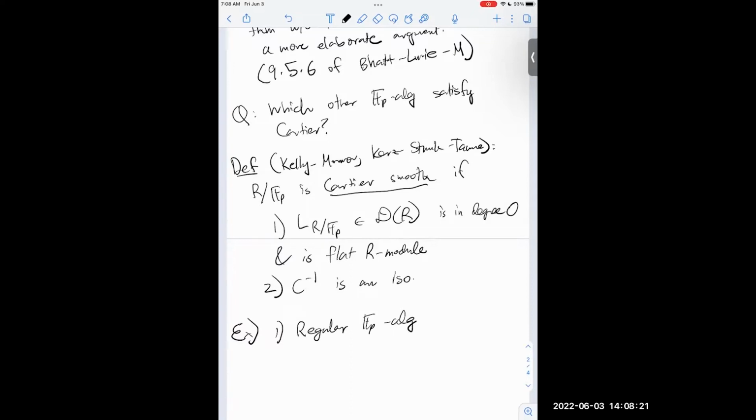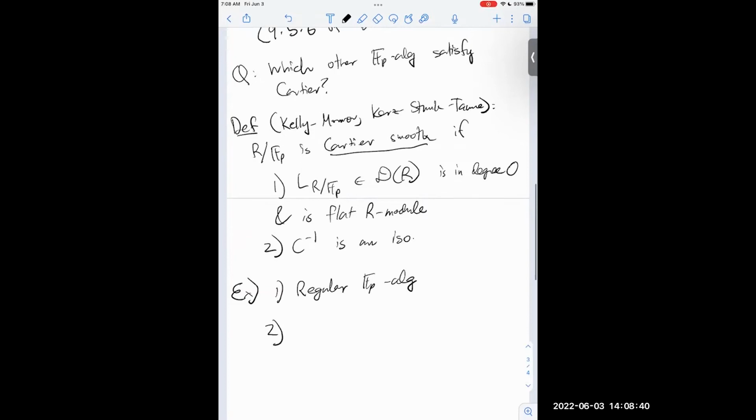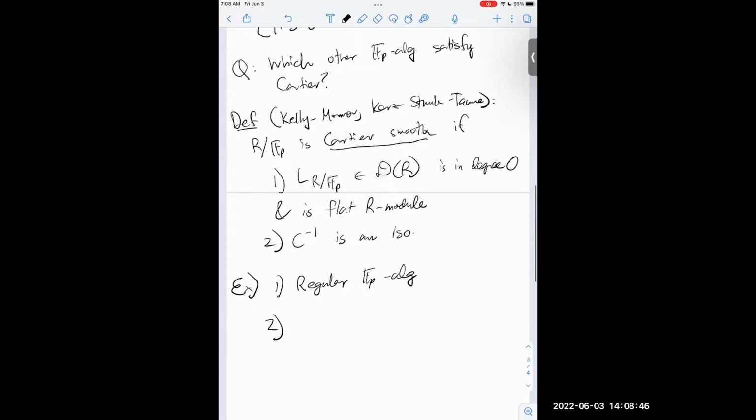The same argument that I described above also shows that the cotangent complex of R over FP is flat, but this is in fact something you can also prove directly without appealing to Popescu's theorem of ind-smoothness. So regular FP algebras, but there are lots of non-Noetherian examples, which is one of the reasons this definition is useful. For example, perfect FP algebras, and you can push this a little bit further: smooth algebras over perfect algebras.